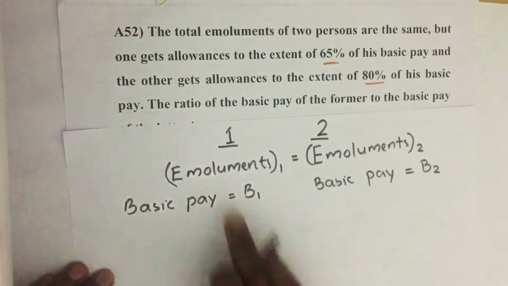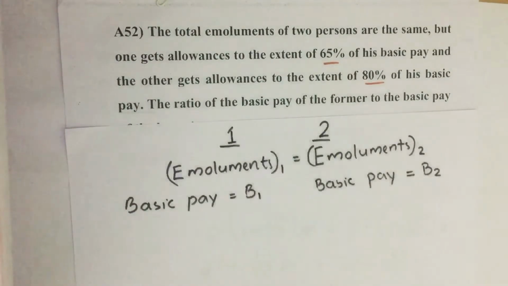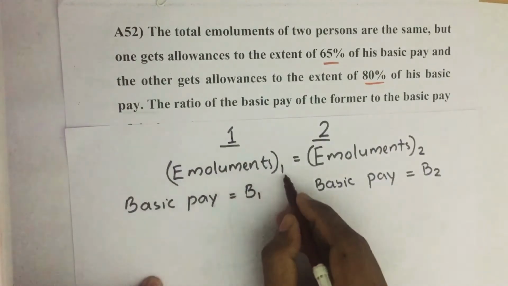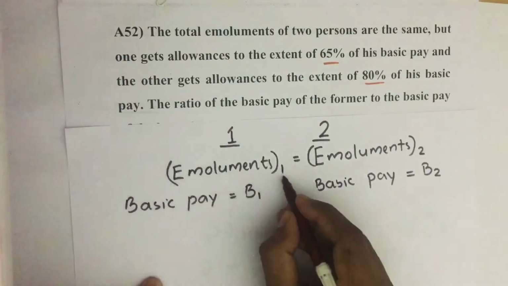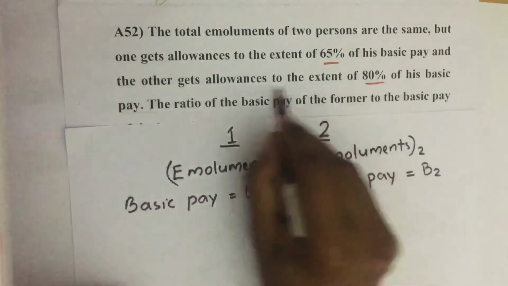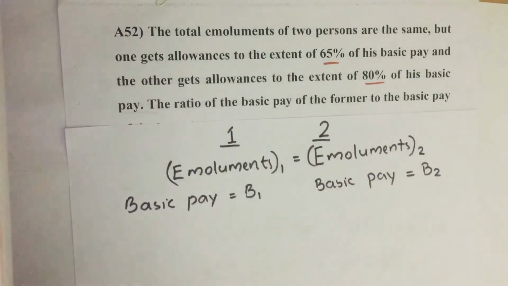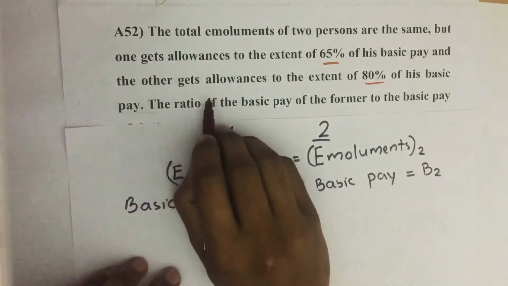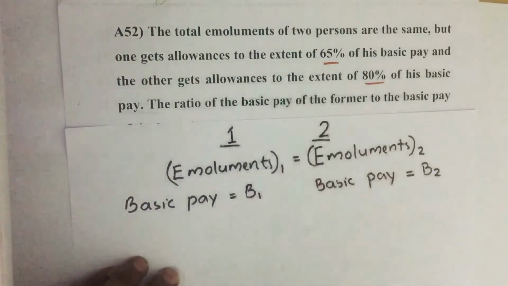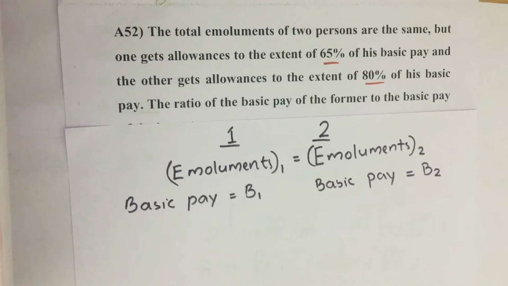So here there are two persons, person 1 and person 2. They are getting equal amount of emoluments. So emoluments of 1 equal to emoluments of 2. Then it is said that person 1 is getting 65% of his basic pay as allowances and person 2 is getting 80% of his basic pay as allowances.